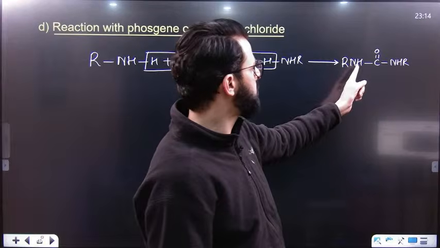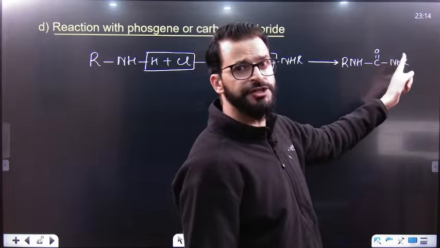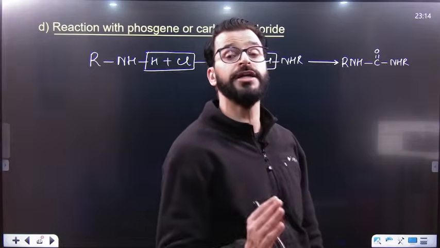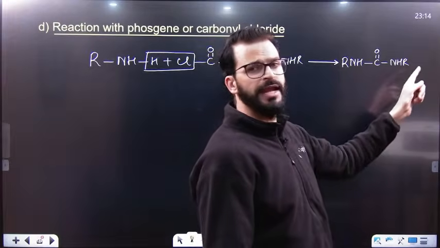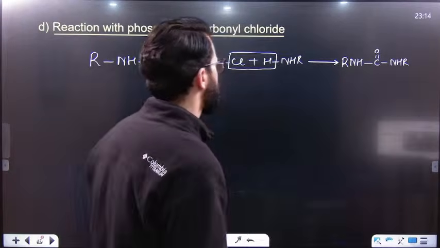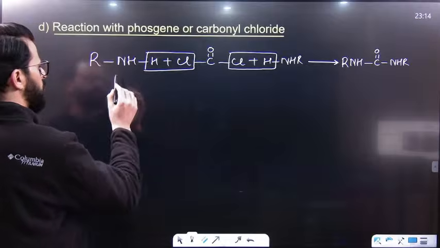This is known as N,N'-dialkyl urea, that too a symmetrical dialkyl urea. So this is symmetrical N,N'-dialkyl urea. So this is one of the reactions with primary amine.